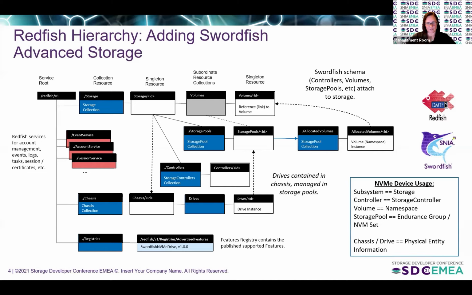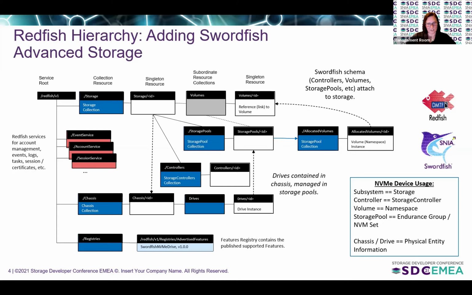So where we have historically had an upper-level object being storage, in the NVMe world, that's now a subsystem. So we have mapped those two objects together. Similarly, working down the tree, a subsystem now contains controllers. A controller is mapped to a storage controller. A volume is mapped to a namespace. A storage pool is mapped to an endurance group or an NVM set. And the chassis and drive consistently also continue to contain the physical entity information.